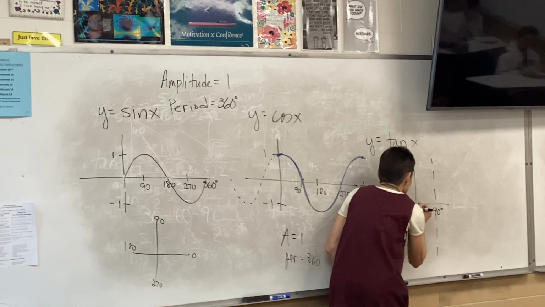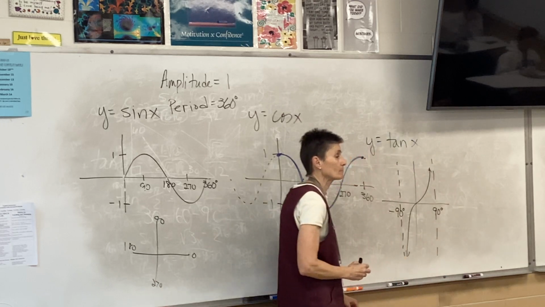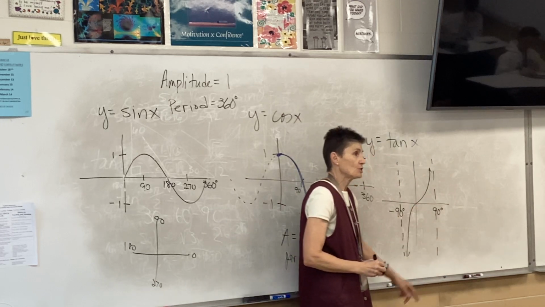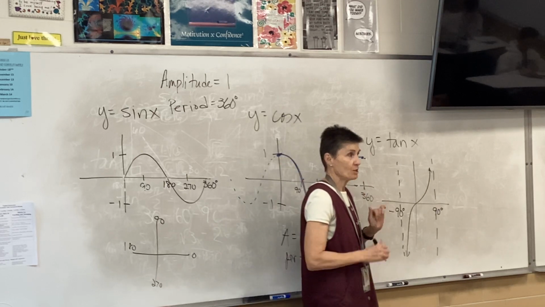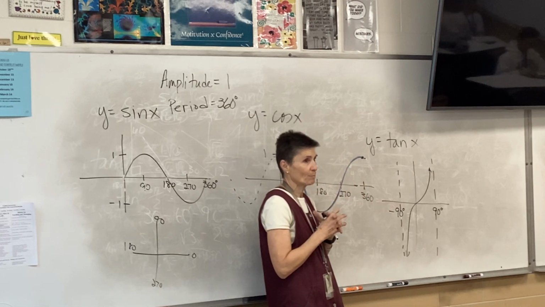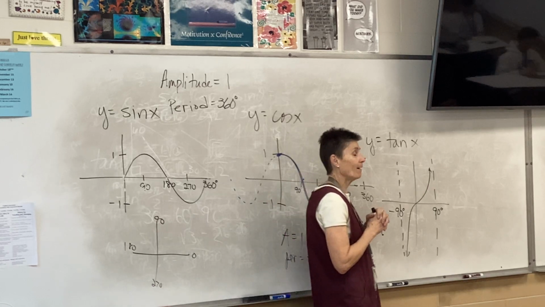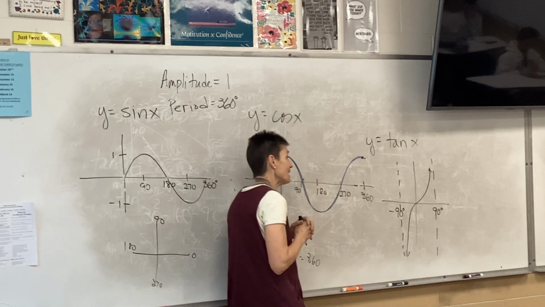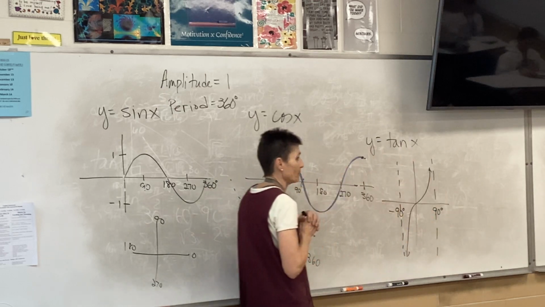And the curve itself is a squiggly that goes through the origin. This was not one of your BFFs, but it sort of reminds you of one of your BFFs, doesn't it? Which one? Remember? The cubing function. It's the cubing function. Except the cubing function doesn't have asymptotes. It's the same shape.